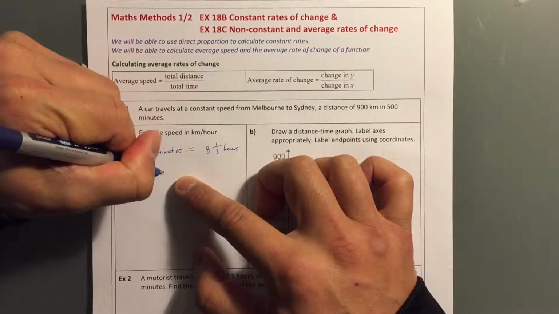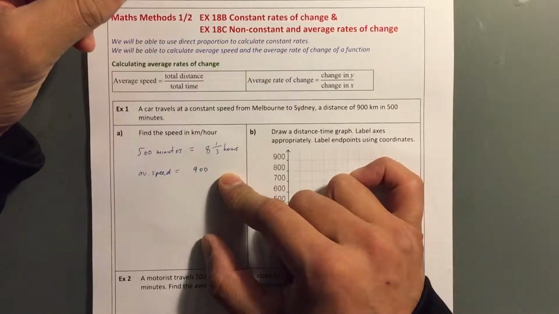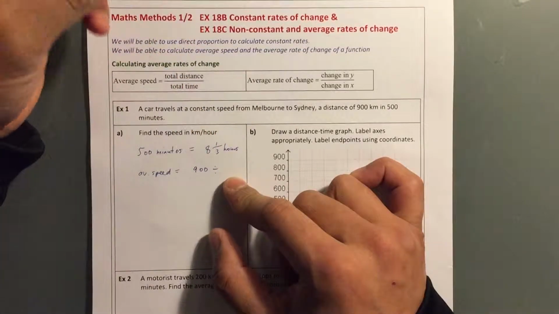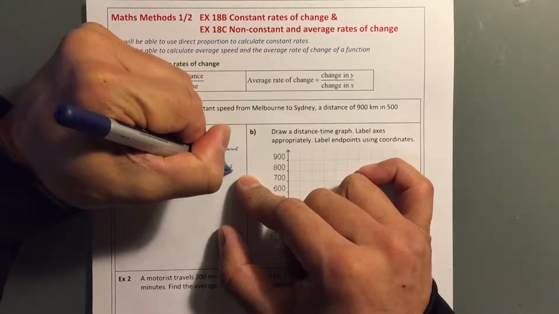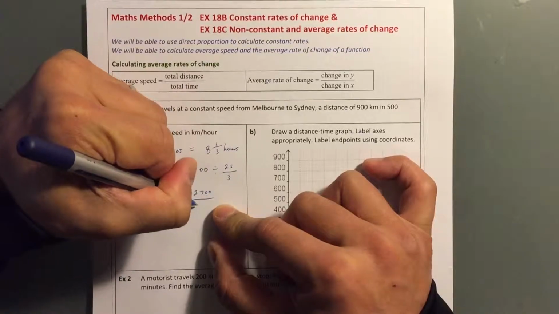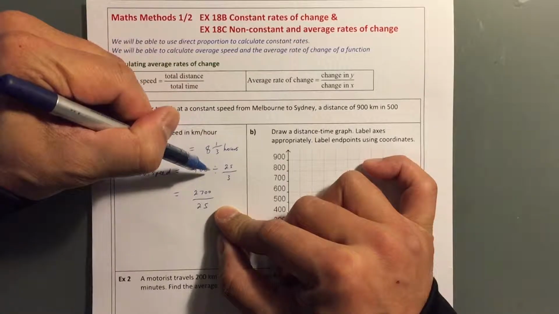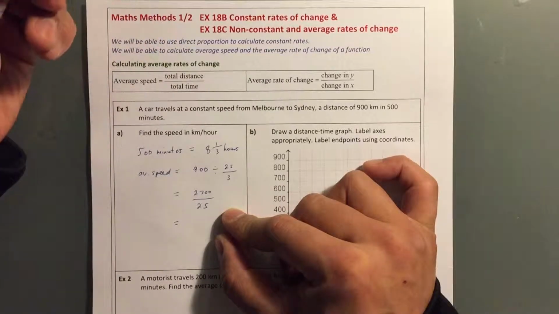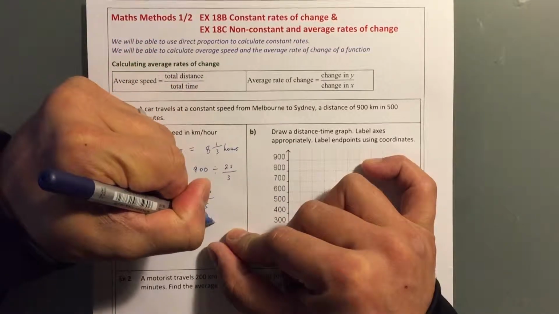So the average speed is the total distance. We've got 900 kilometers over the time. If I was doing this non-calculator, I'd probably do it like this. 8 1/3, that's going to be 25 over 3. So then the average speed is 900 over 25 over 3, which is 2700 over 25. I mean, if I'm doing non-calculator, I use improper fractions. I use this divide sign, so I can flip it. And then that's going to be 27 times 4, 108 kilometers per hour.